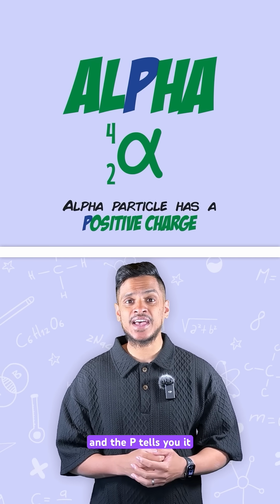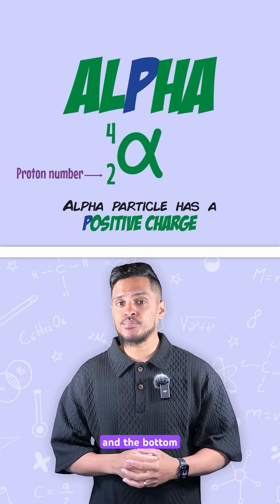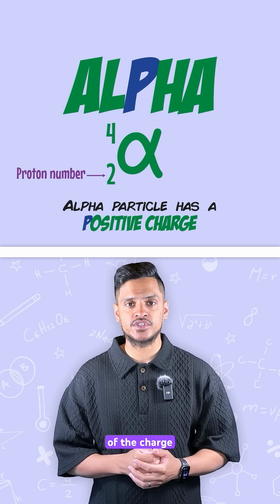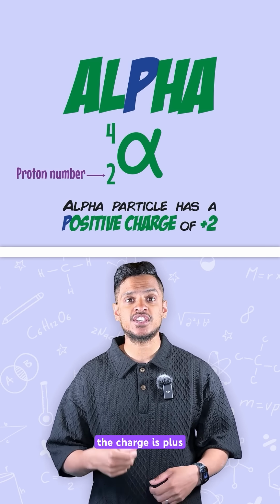And the P tells you it has a positive charge. And the bottom proton number always tells you the number of the charge. So for an alpha particle, the charge is +2.